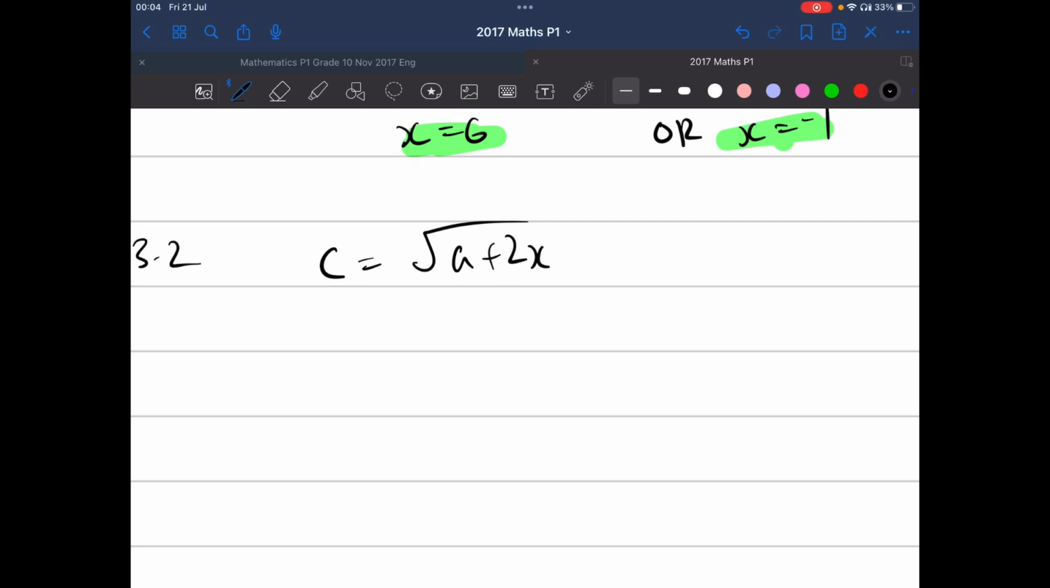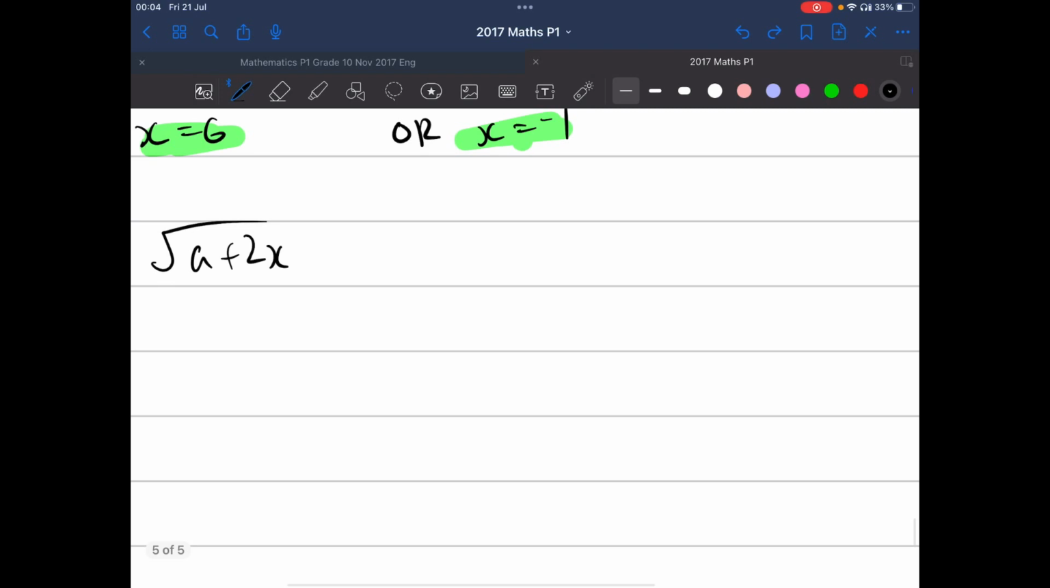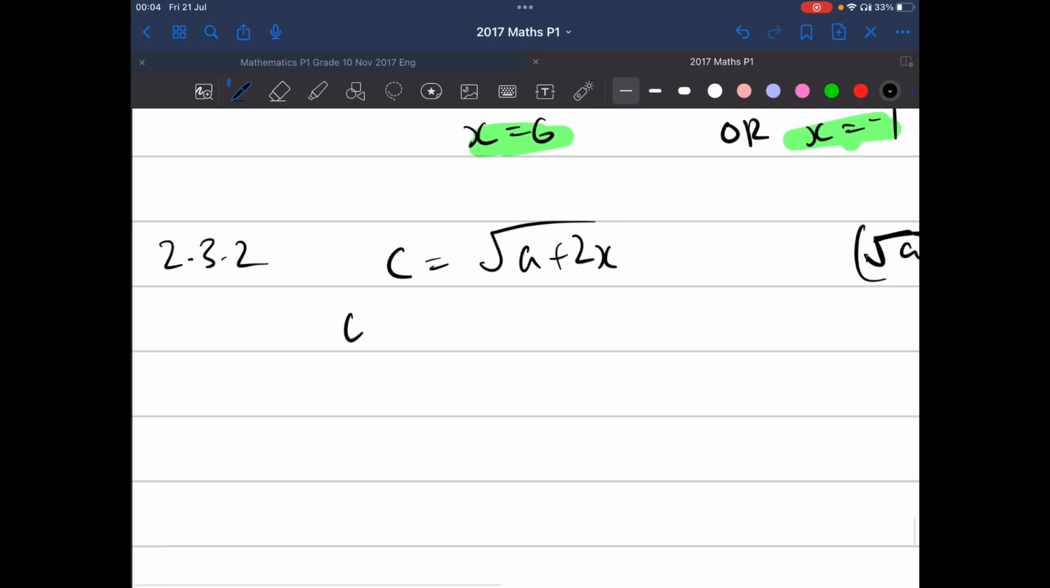The first thing to get rid of here, because remember the goal is to isolate x on its own, would be the square root. Now, how do you get rid of the square root? Well, you do the opposite of it. Let's say, for example, I have the root of a. If I want to get a alone, I just need to square the square root of a, and then I'll get a. So let's square both sides. I'll have c squared equals, and if I square that, I'll just get rid of the square root, so I'll have a plus 2x.